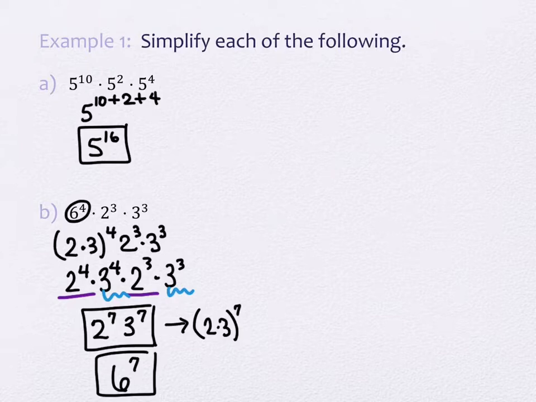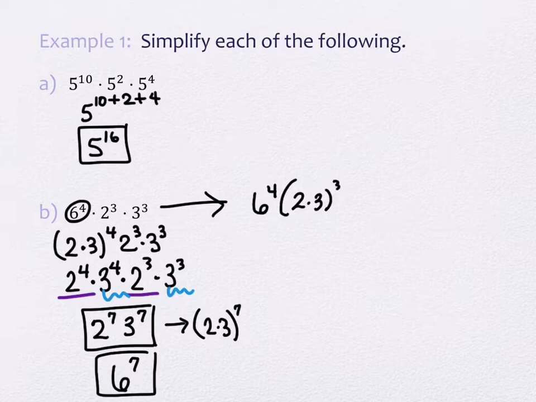Now, one other way to do this problem, instead of factoring here, taking the 6 and breaking it down into 2 and 3, is we could have left the 6 as 6 to the 4 and recognized that this 2 and this 3 here could be multiplied with the power 3 being pulled out at that point.